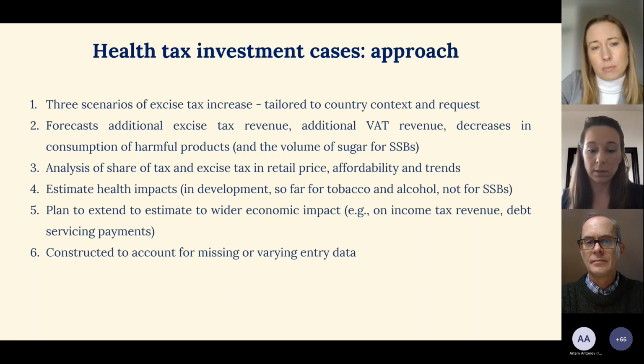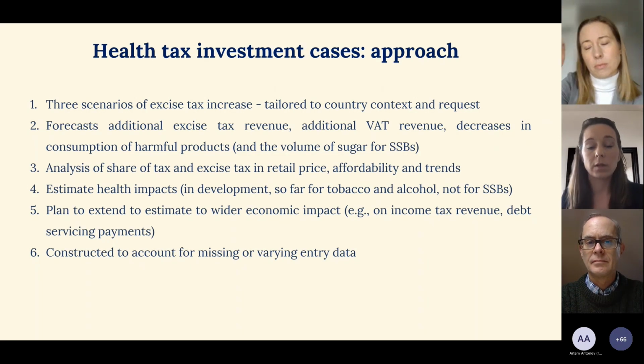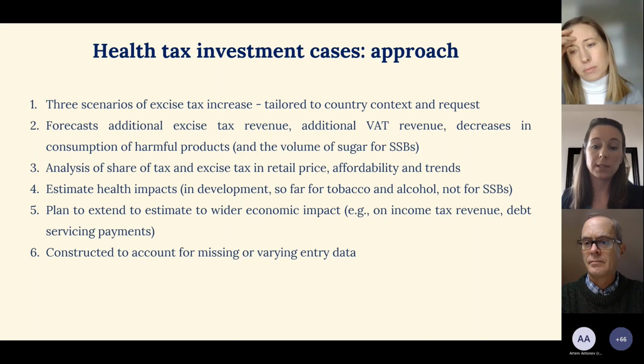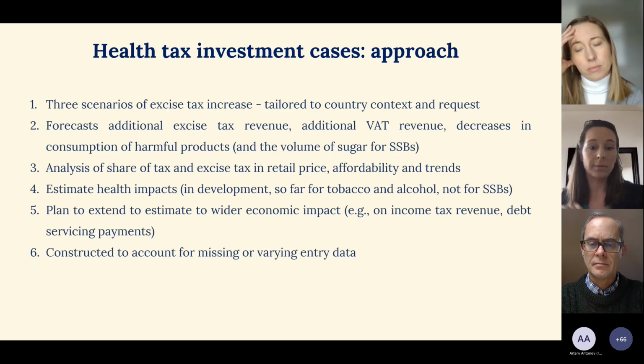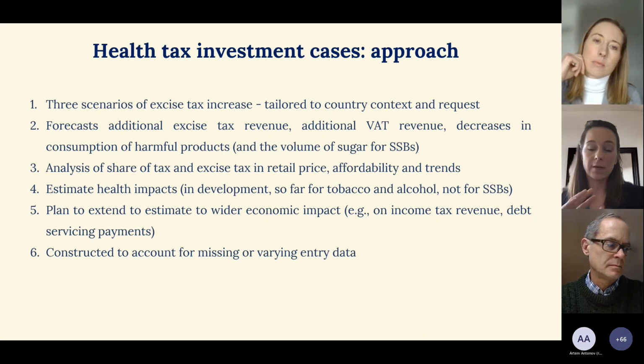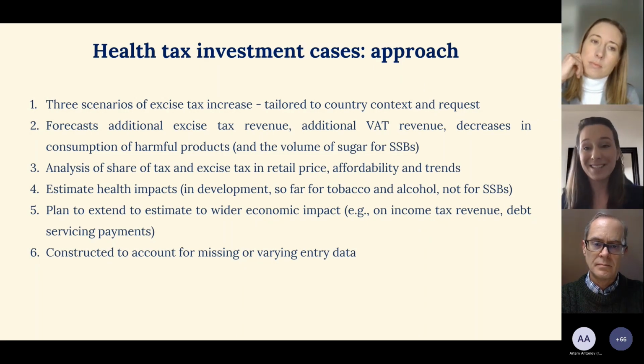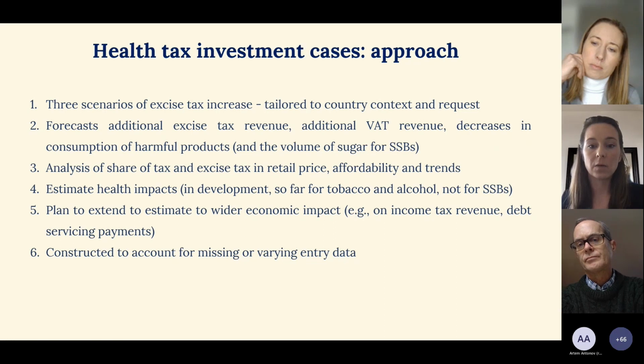What we would like to do next, or what we have already started working on, is to extend or improve the model. We would like to translate the decreases in consumption to health impacts. It's in progress. We are working on that. And we would like to also have a look at wider economic impacts, for example, how increasing excise tax rates would impact income tax revenue and other aspects of the economy.